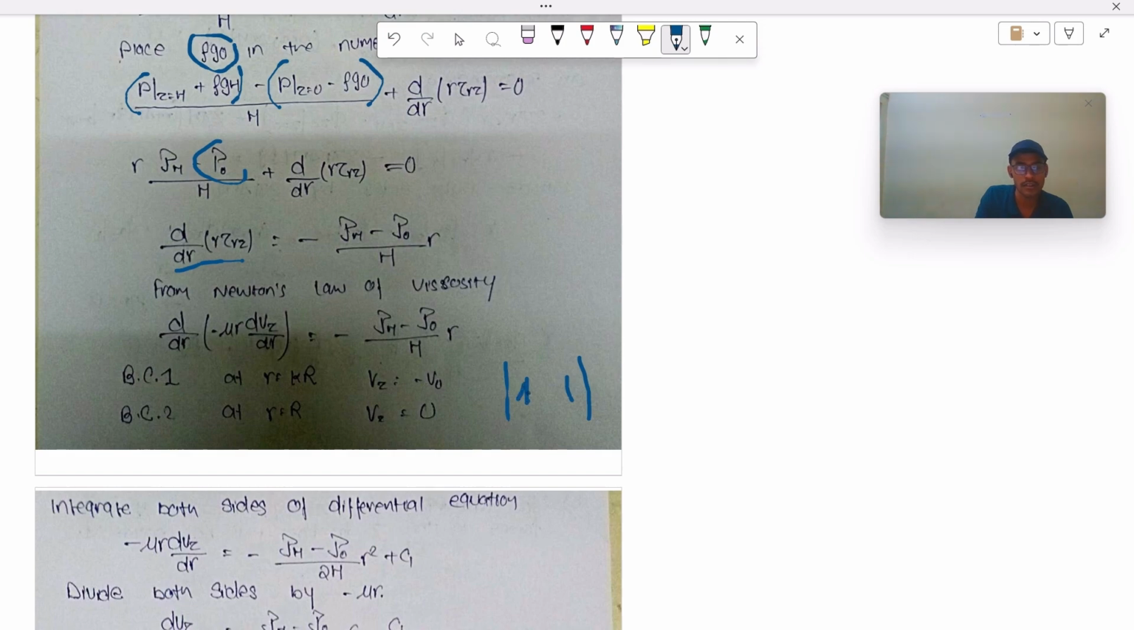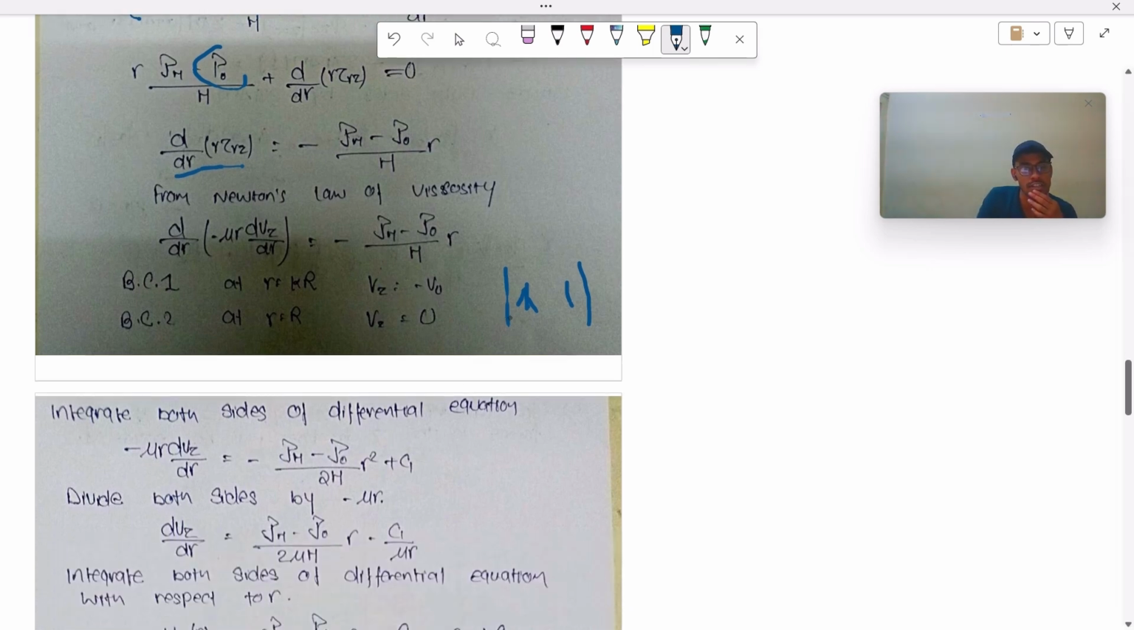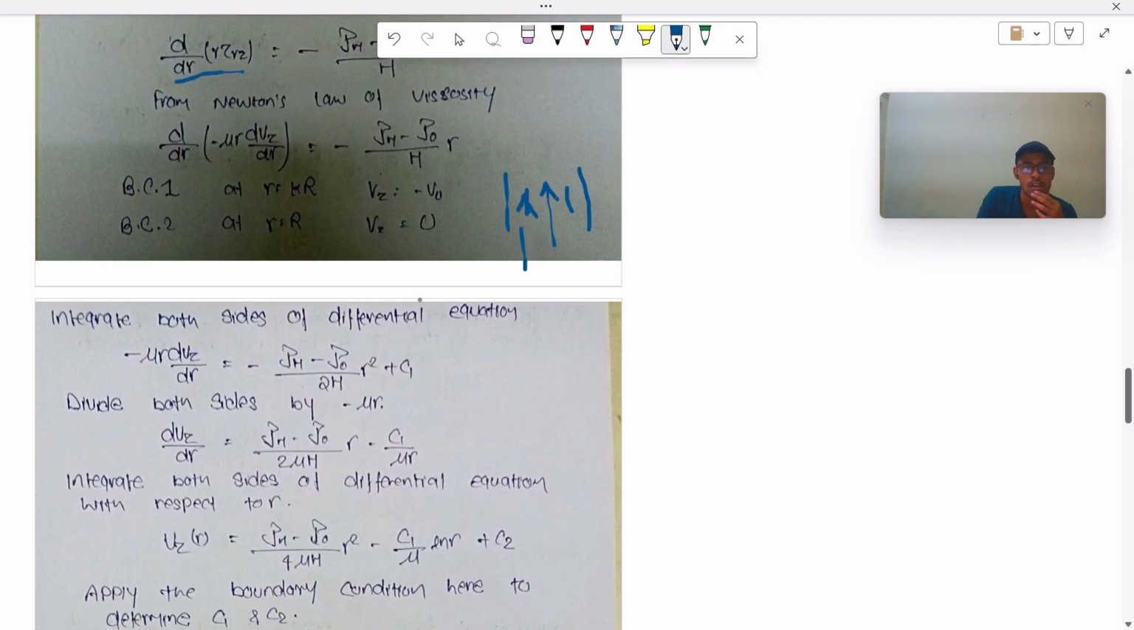So at r is equal to kappa R, we have Vz is equal to minus V naught because it is moving in the downward direction and we have taken the Z direction positive upward. That's why it is minus V naught. Now putting in the value and doing the integration, that is minus mu times r dVz upon dr is equal to the change in modified pressure upon 2h times r square plus C1. Now we divide the whole expression by mu times r, that is dVz upon dr is given by the change in modified pressure upon 2 times mu h times r plus C1 upon mu r.